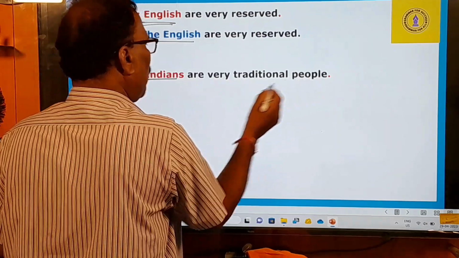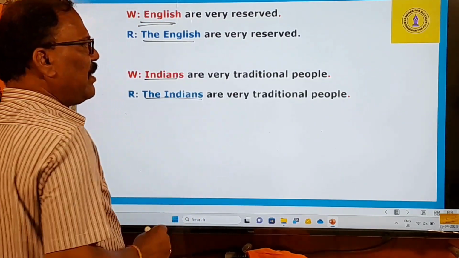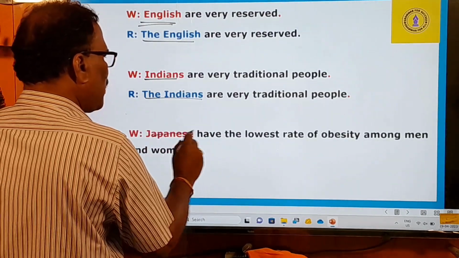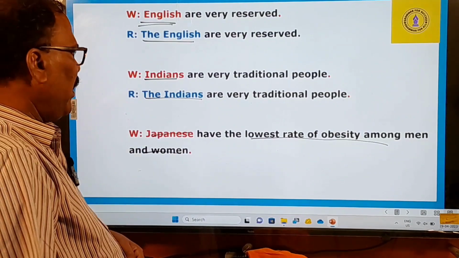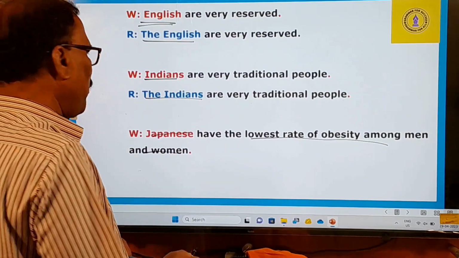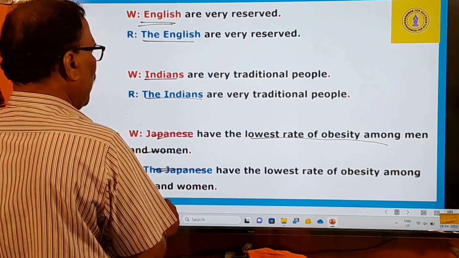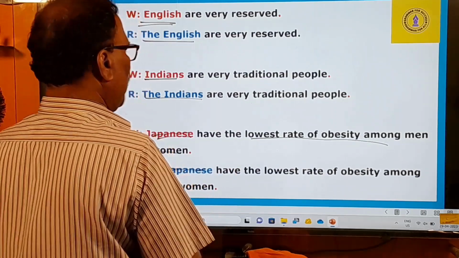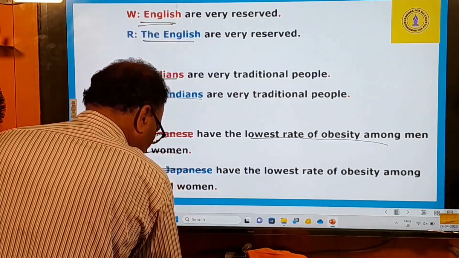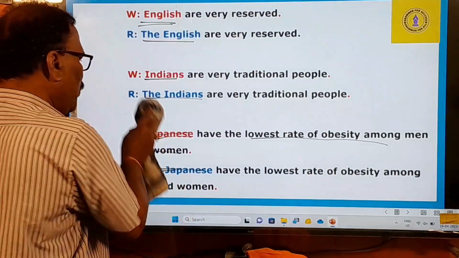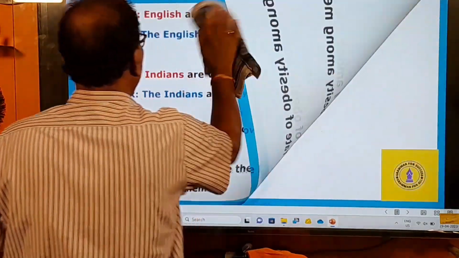Indians are very traditional people. So we have to say, the Indians are very traditional people. Japanese have the lowest rate of obesity among men and women. Here you see that the Japanese have the lowest rate of obesity among the men. So in this way, before the words indicating nationality, we have to use the definite article, right? Now let's go to the next rule.